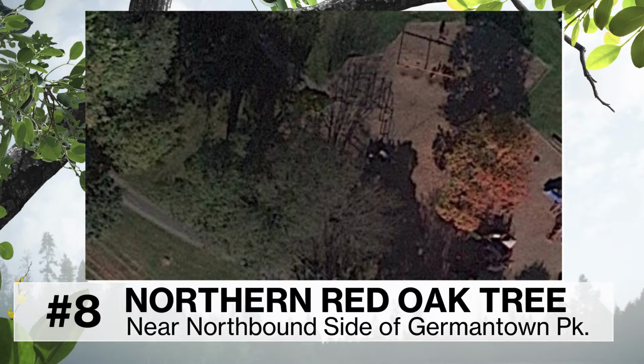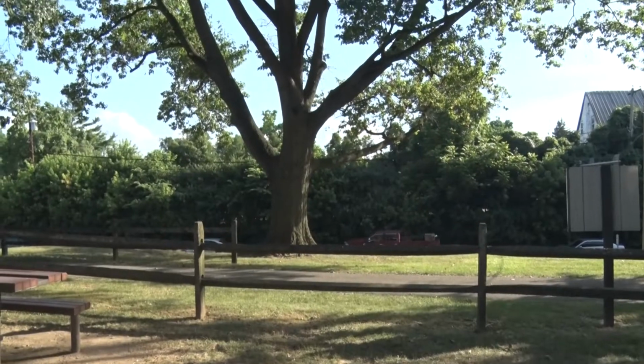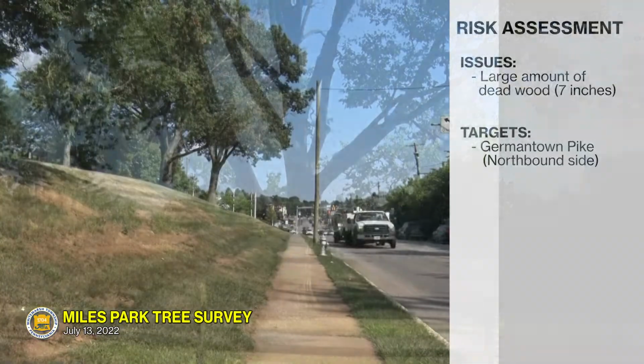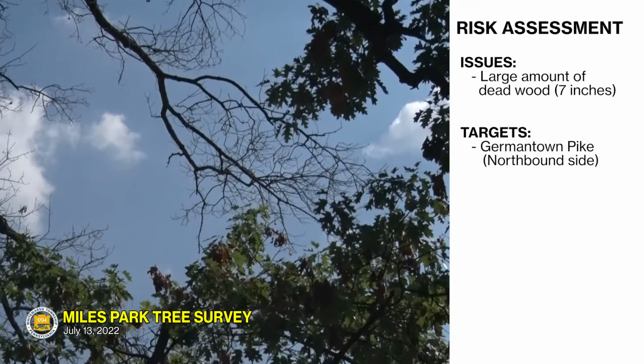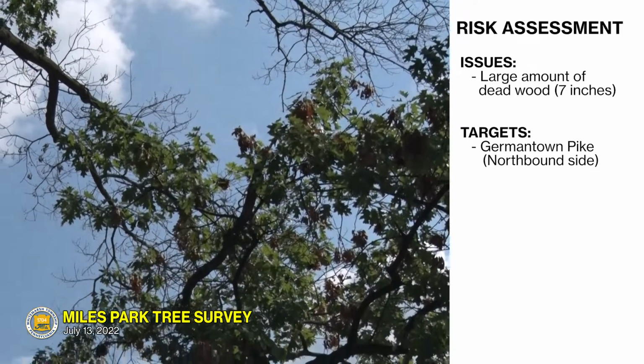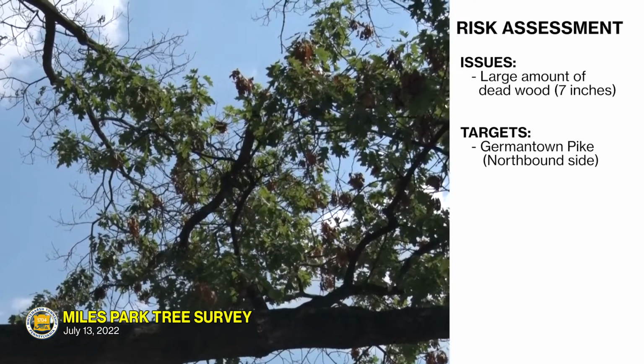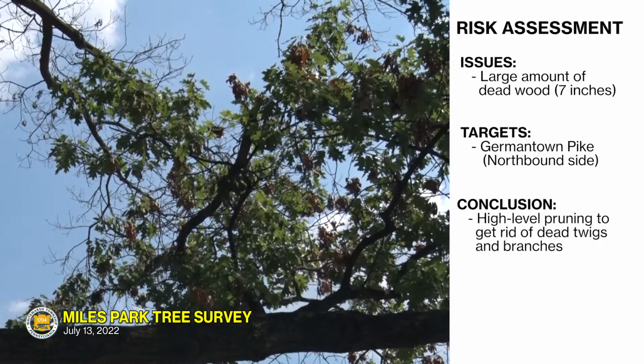So we have this subject oak. We talked a little bit about targets. So somebody tell me, what are the targets here that you see? The road corridor, and where are the dead branches hanging over? Right over the northbound side of traffic along Germantown Pike. This tree's not being removed, it's only being pruned for right now.